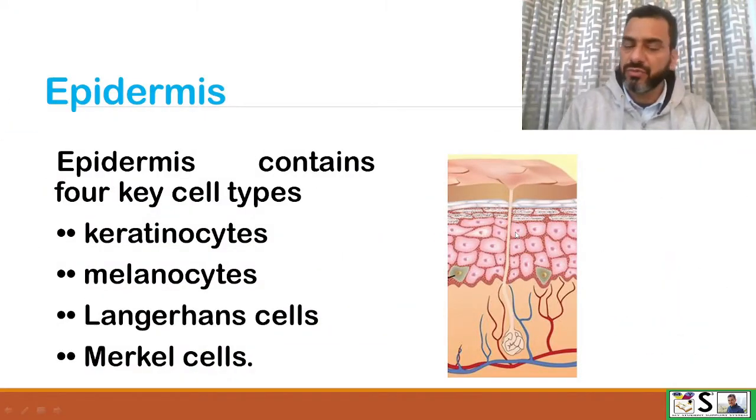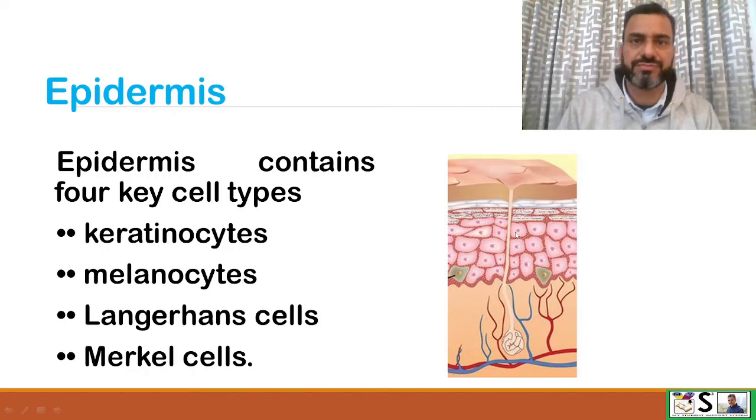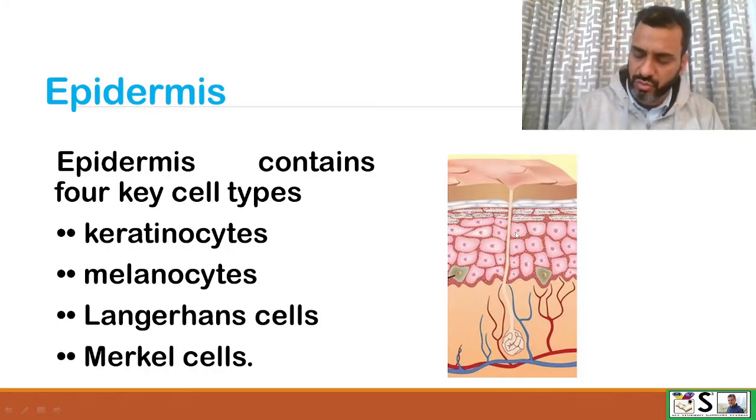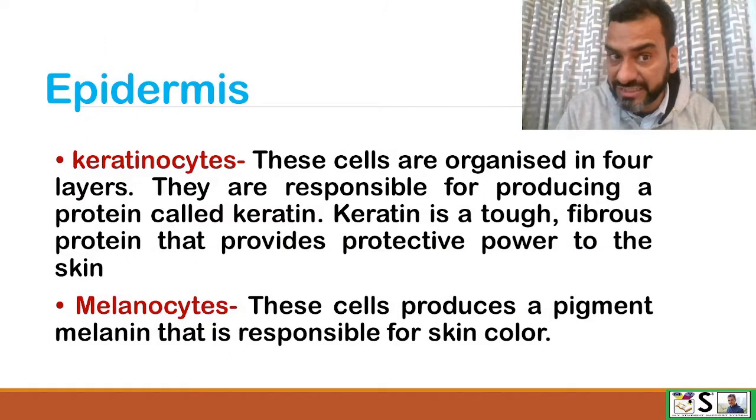Epidermis contains four key cell types. What are these? These are keratinocytes, melanocytes, Langerhans cells, and Merkel cells. So what are these? We will now discuss these four types of cells.